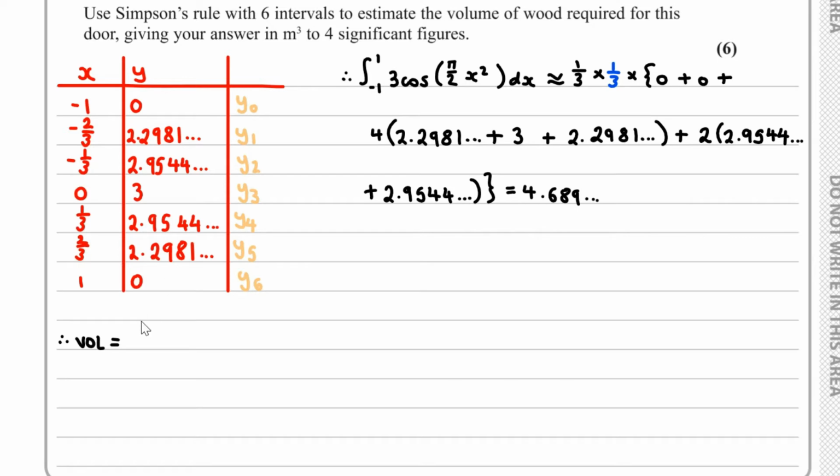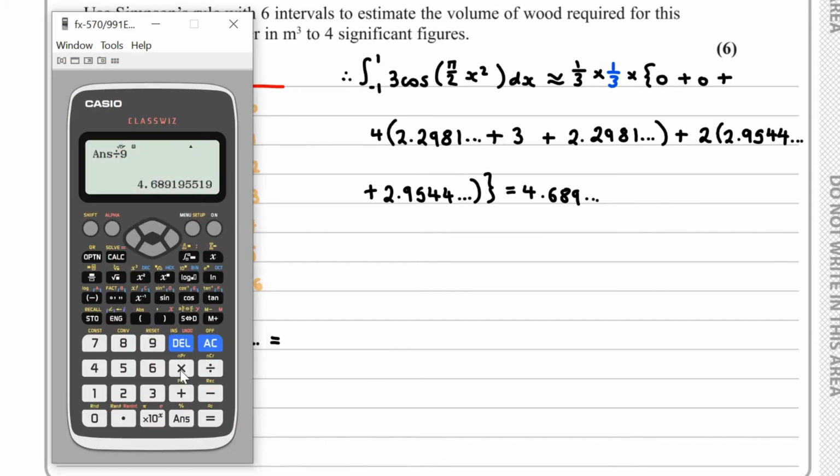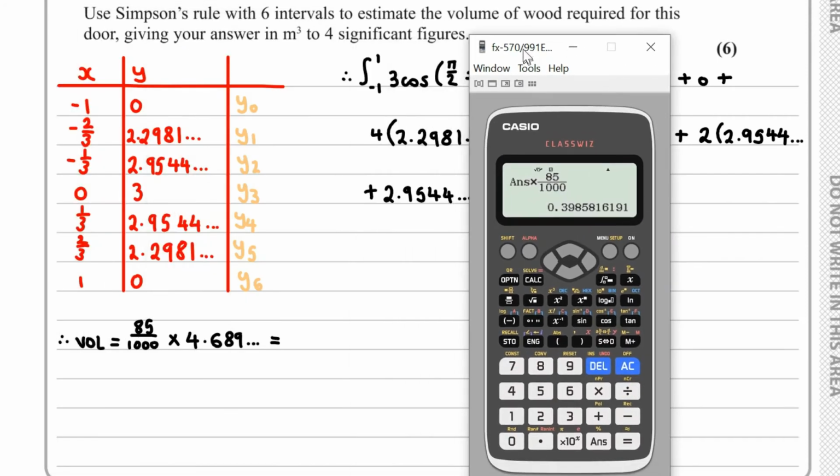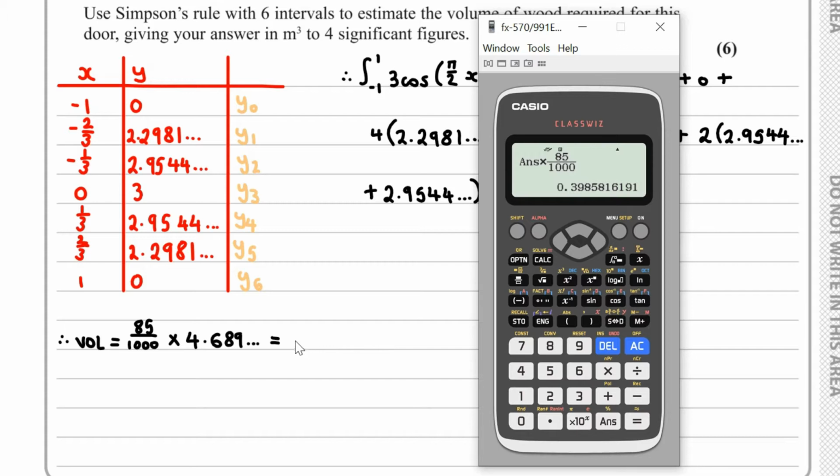And therefore, for the volume, this will equal 85 over 1,000, because we need to convert the millimeters to meters, multiplied by 4.689, etc. So if we multiply this by 85 over 1,000, it turns out to 4 significant figures we get 0.3986 meters cubed. So this is rounded to 4 significant figures.